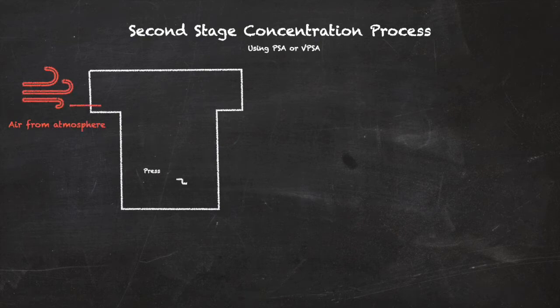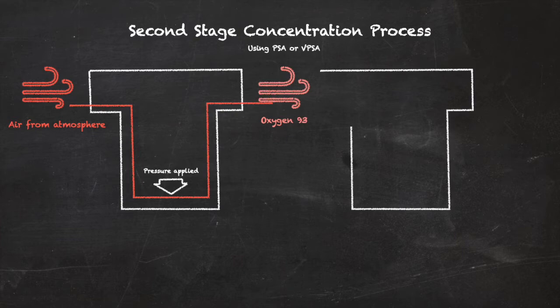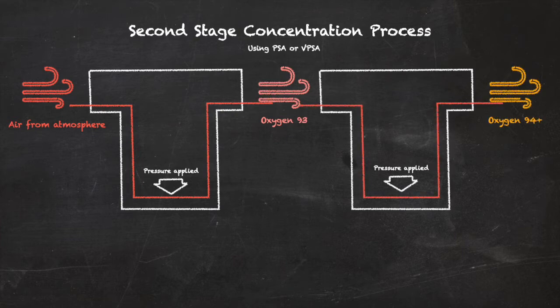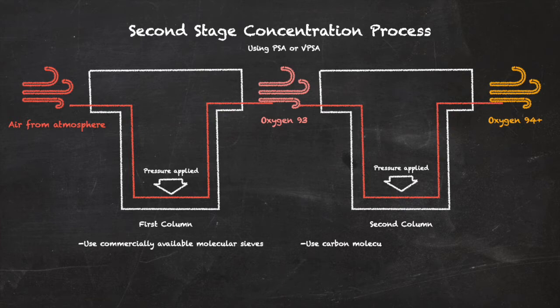This would mean that a second pressurized mechanism, or vacuum swing mechanism, would be required. In the second stage, the first round of concentrated oxygen will be sent through another PSA or VPSA column to further concentrate the output. Second stage concentrators typically use carbon molecular sieves or activated carbons to filter the oxygen, making them able to produce the 99% purity oxygen.